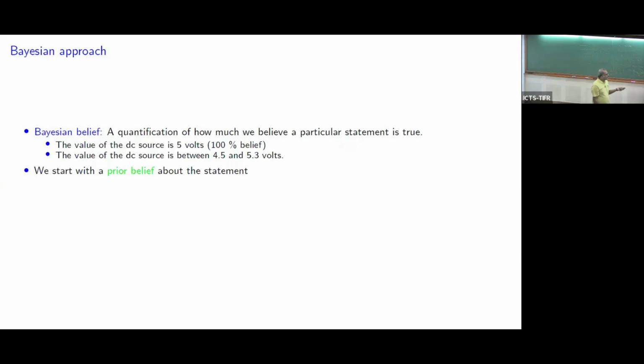For example, like we were thinking about that measurement, these are kinds of beliefs that you can have. You can believe very strongly, like you have 100% belief that the value of the DC source is 5 volts. So that is a belief. Or you can believe that it is maybe not exactly 5 volts, it is between 4.5 and 5.3 volts, and maybe all those values are equally likely. That is a belief that you can have.